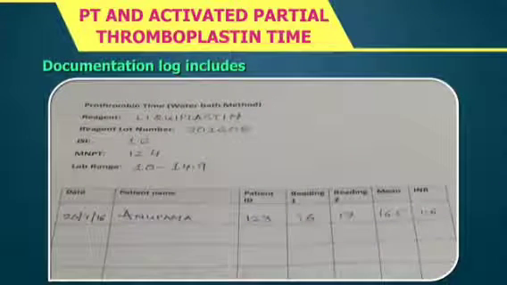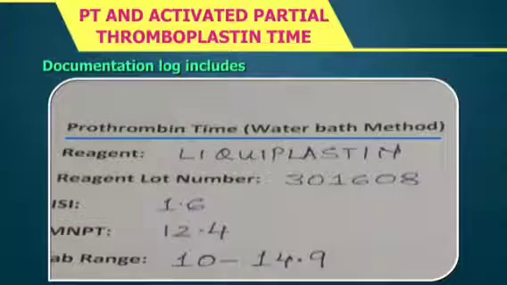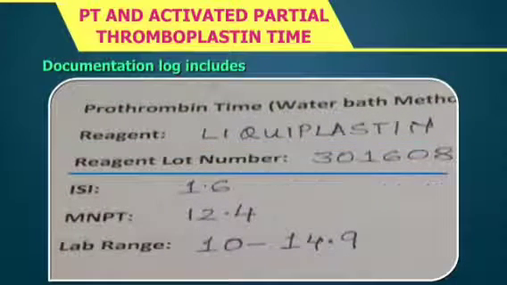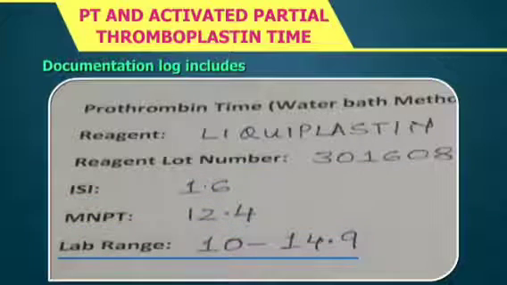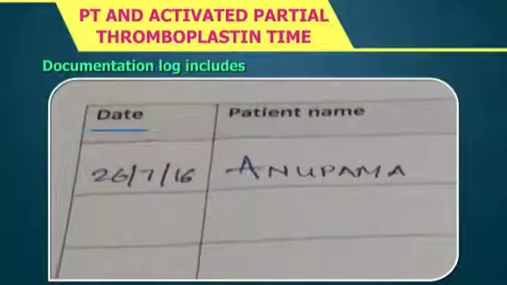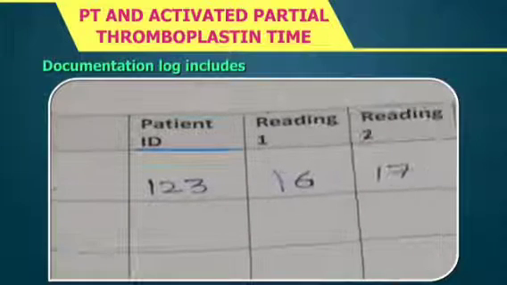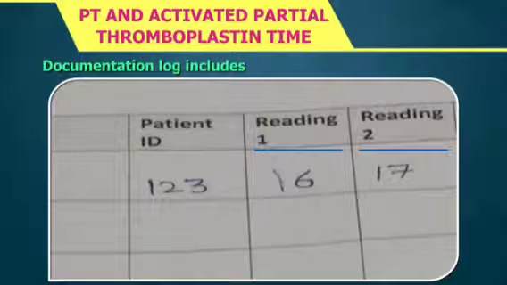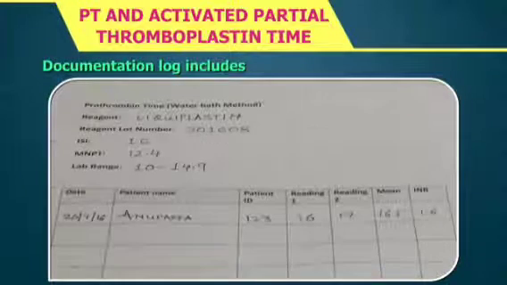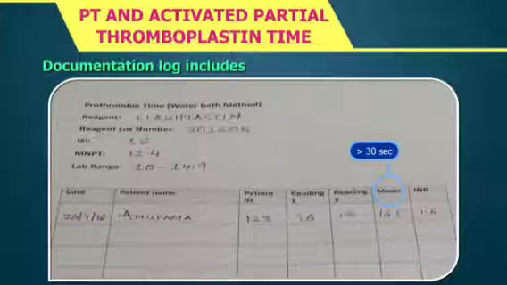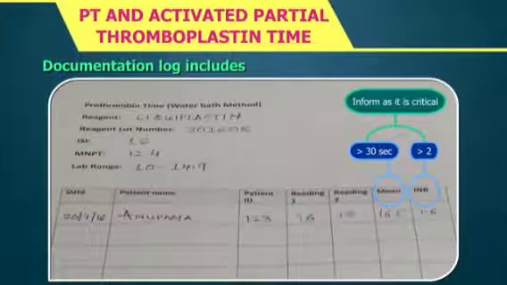The documentation log should contain the following information: PT methodology, reagent name and lot number, ISI, MNPT and lab range values, date, name and ID of the patient, patient readings, mean and INR value. 11. If the result is more than 30 seconds and INR is more than 2, inform it, as this could be a critical value.